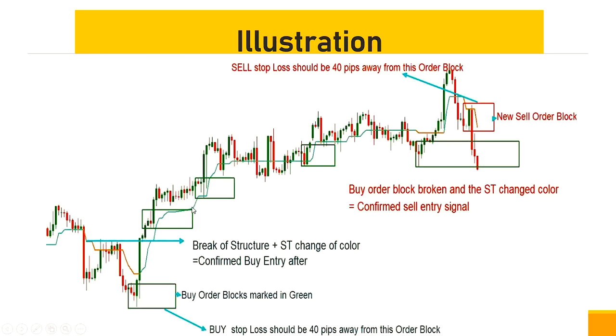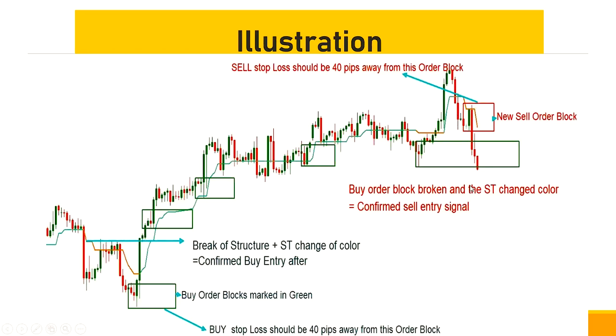Then you will go trailing with these order blocks that are being formed for buy. Then what happened here? This was an order block. The market went down and broke the order block. So that means there's a break of structure on the order block, and the super trend had already changed color. When the two conditions align, it's a confirmed sell entry. So then you're going to delete this one and draw the new order block, then set your stop loss 40 pips away from this order block.